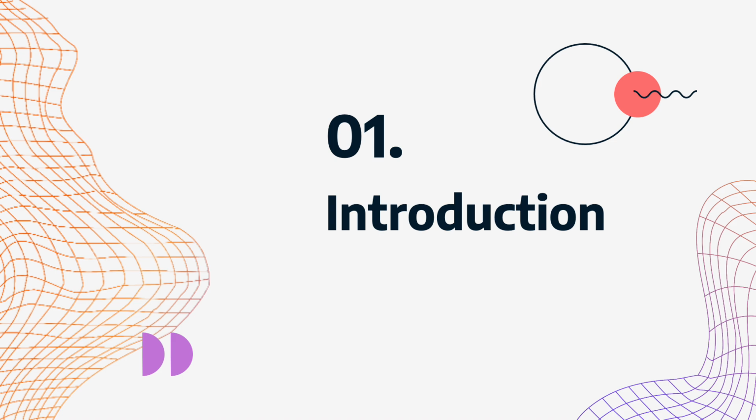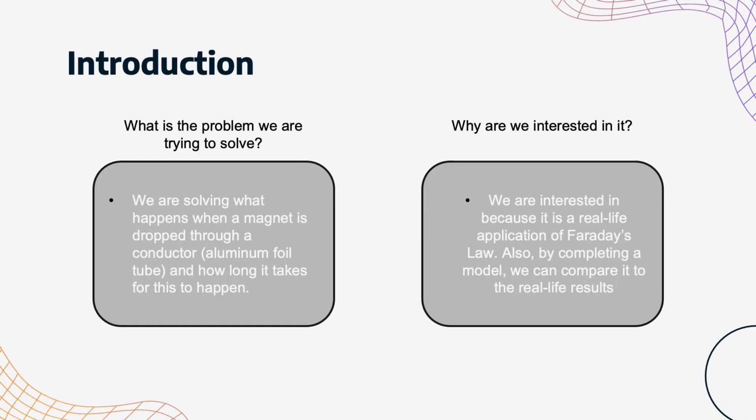Number 1, introduction. What is the problem we are trying to solve? We are solving what happens when a magnet is dropped through a conductor, in this case an aluminum foil tube, and how long it takes for this to happen. And why are we interested in it? It is a real-life application of Faraday's law. Also, by completing a model, we can compare it to the real-life results.